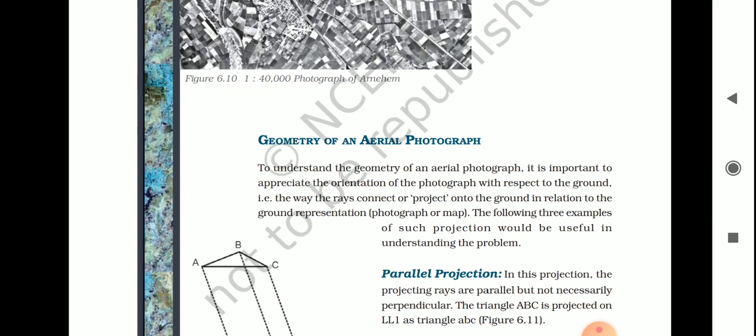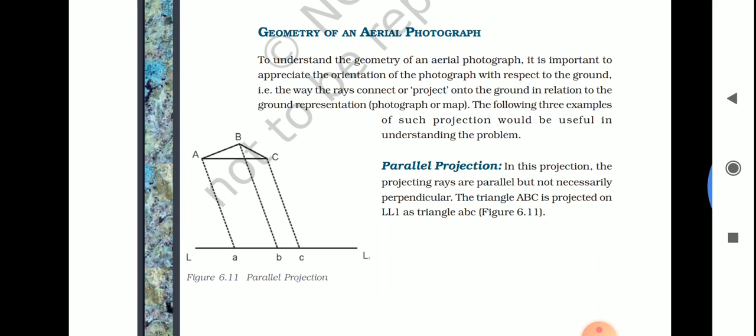And the geometry of an aerial photograph. So students, here we have parallel projection. In this projection, projecting rays are parallel but not necessarily perpendicular. The triangle, like you can see in this picture, 6.11, this is the parallel projection, and here you can see the triangle ABC is projected on LL1 as triangle ABC. So here you can see.